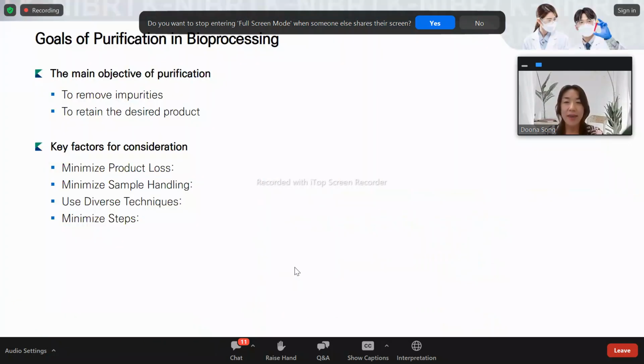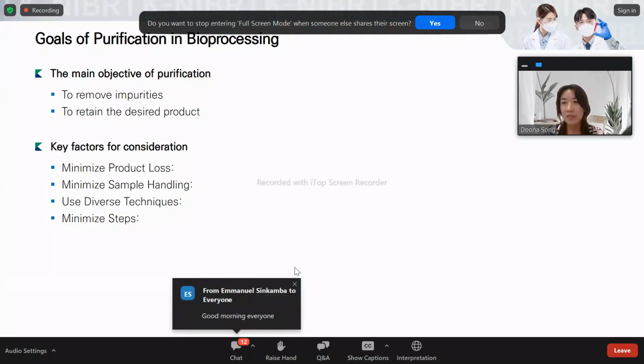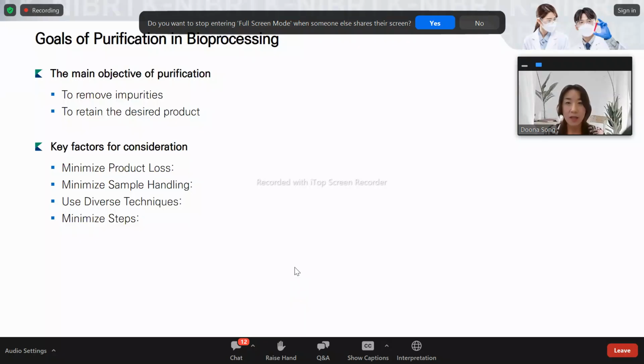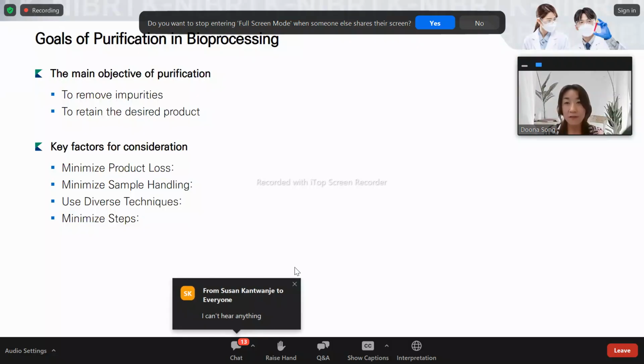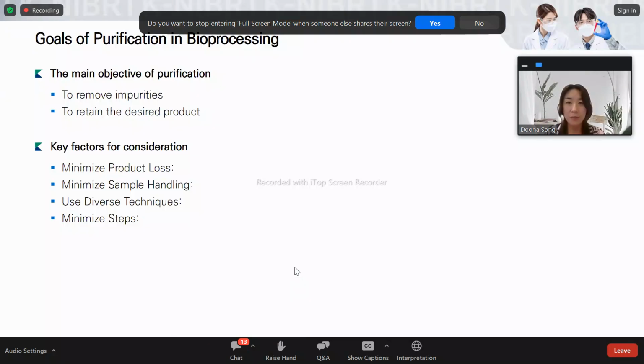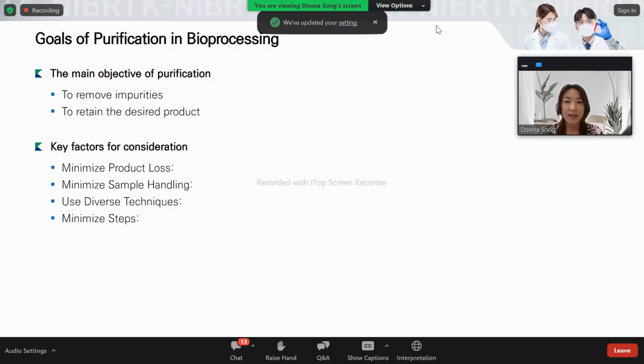The main goal of purification is to remove other impurities and keep the desired product. It is important to maintain the product structure and effectiveness. As an aspect of the manufacturing bioprocessing, purification must achieve this goal while considering several factors. First, minimize the loss of the product. We don't want the product to disappear. And second, minimize the sample handling at every stage.